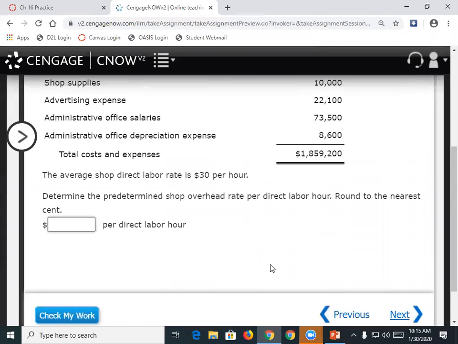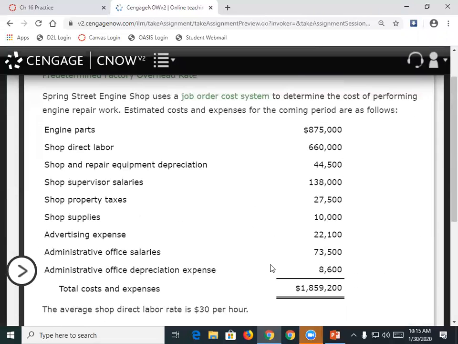Okay, so we're really doing the same thing, but we need to figure out what is our total overhead, and then we need to estimate our activity base. They said it's direct labor hours, so we need to know our total direct labor hours. Okay, so first of all, what are my overhead costs?